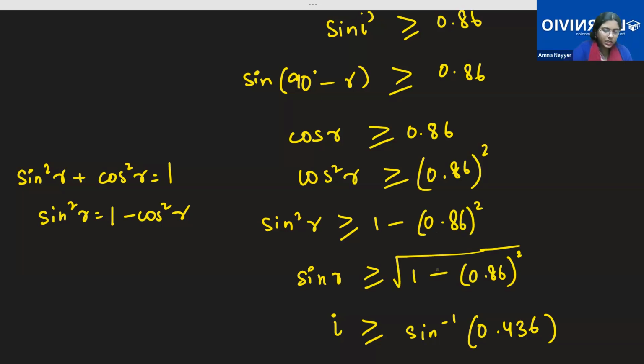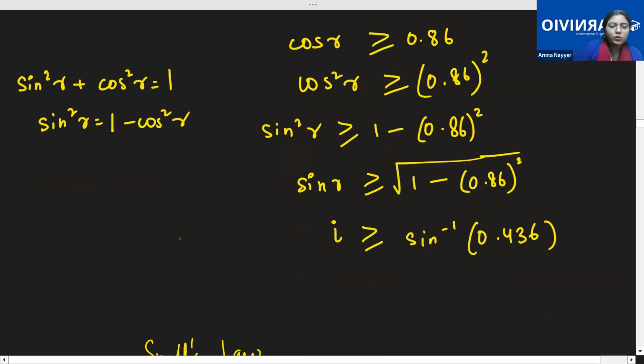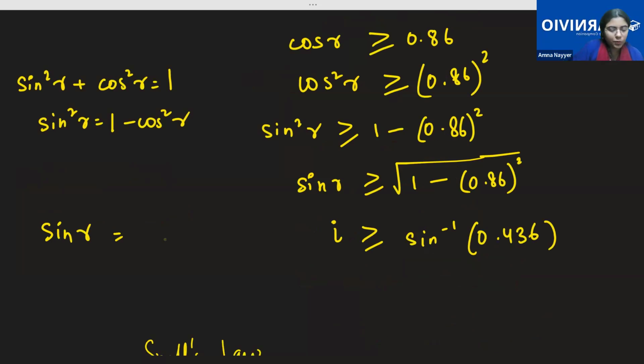0.86 square. No, it's around 0.739. That is almost 0.74. So that will be 0.26. The value of sine r will come out to be 0.26. This will be the value of sine r.